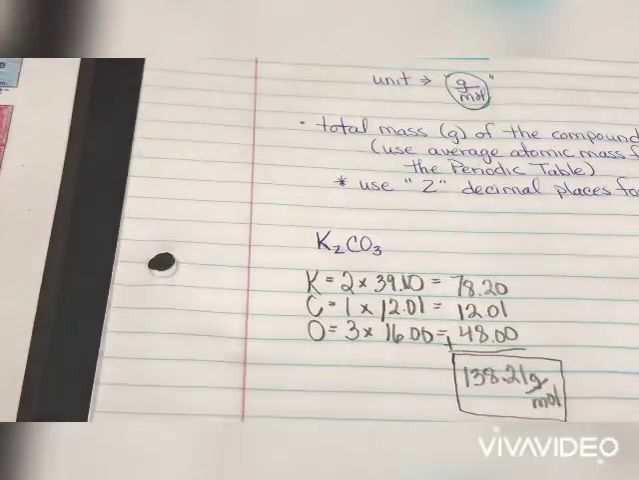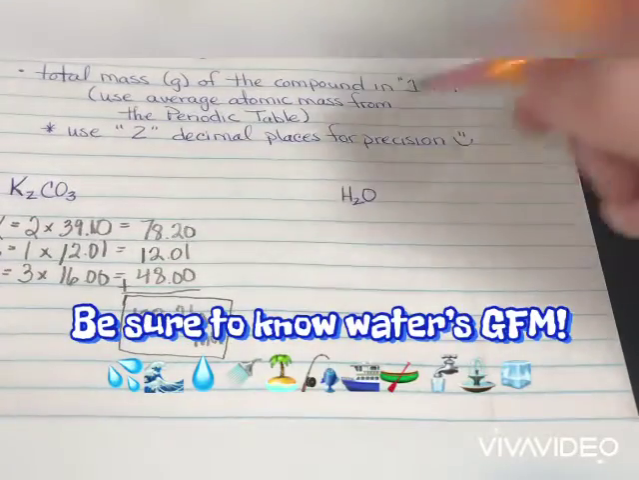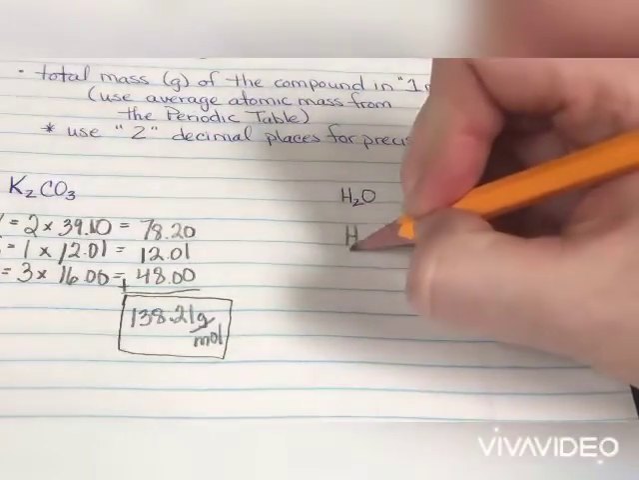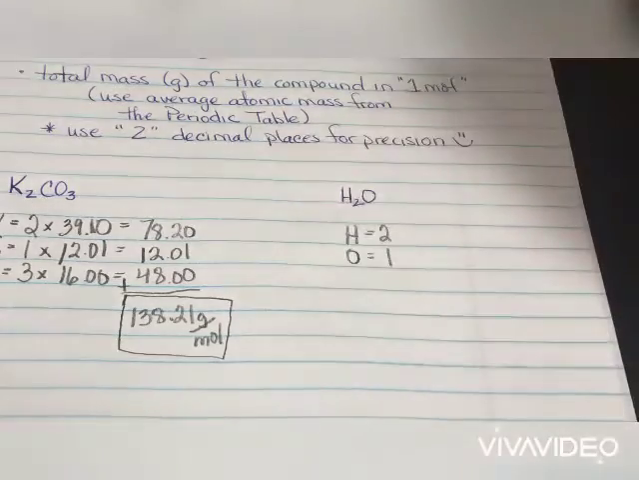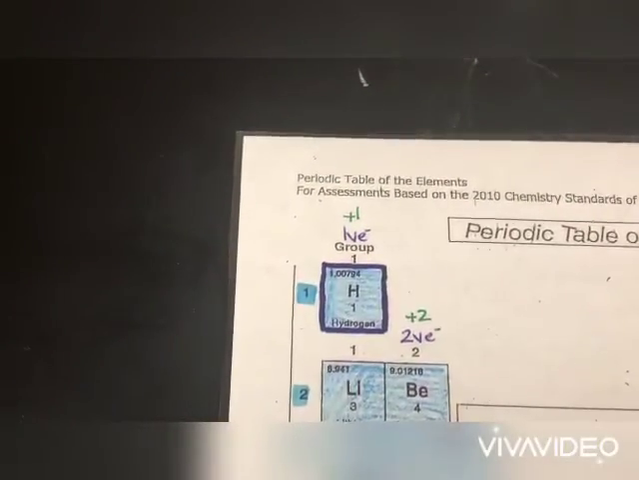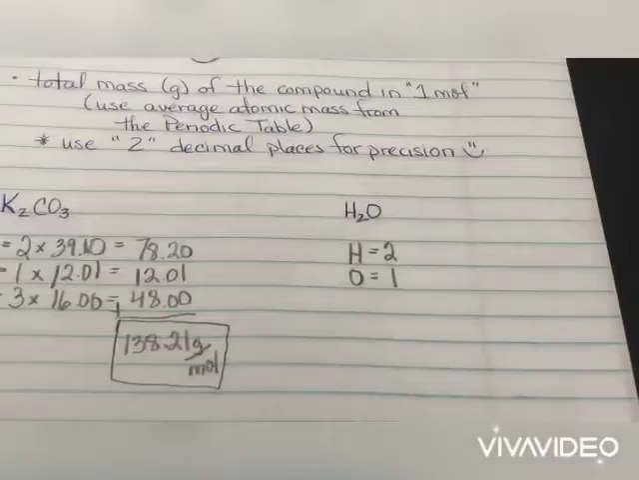Now I want to take a look at a more common one, which is our water. With water, notice here we have hydrogen and oxygen, 2 hydrogens, 1 oxygen. If we go to the periodic table, hydrogen is worth 1.01. Notice the 7 rounds the 0 up to a 1. So we come back to our page.